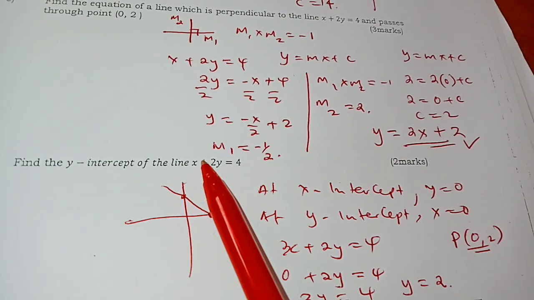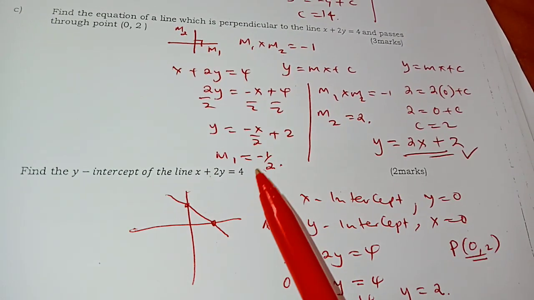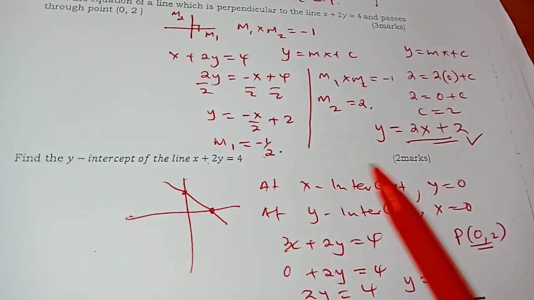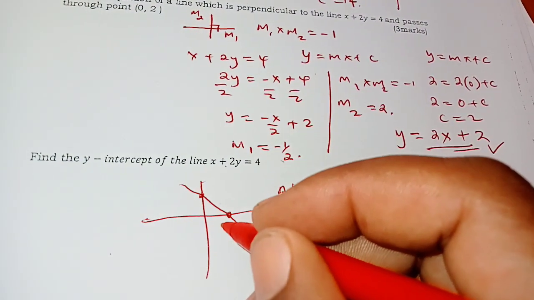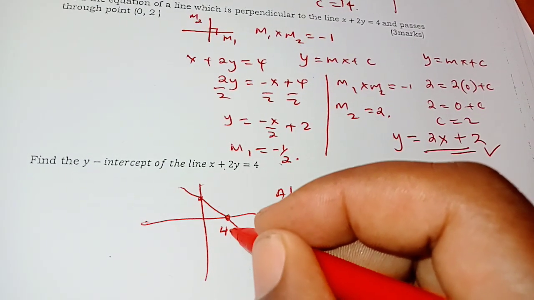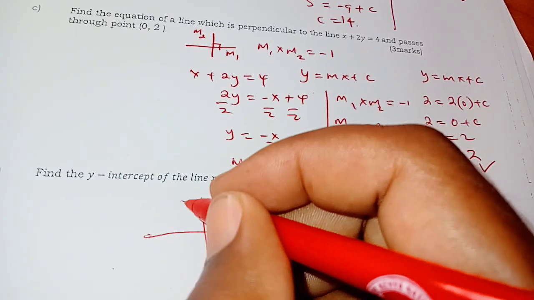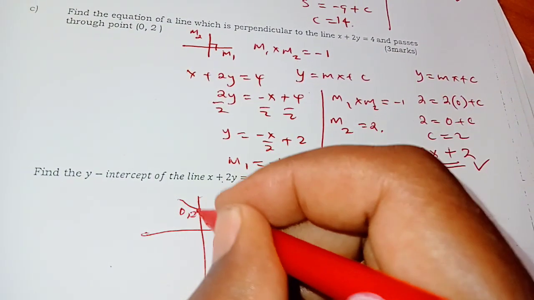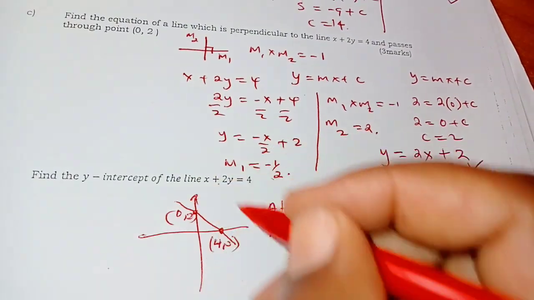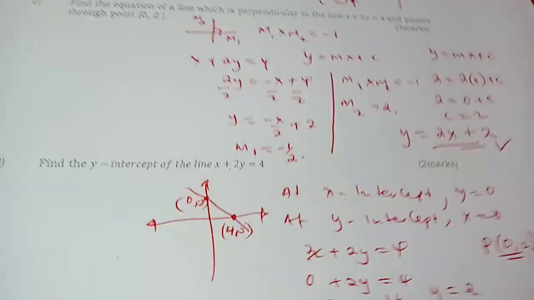Otherwise, if you're asked to get the x-intercept, you would presuppose that y is 0, and so the value of x would be 4. The x-intercept would be (4, 0), and the y-intercept is (0, 2). So that's what you have on a Cartesian plane, and that's how it is done.